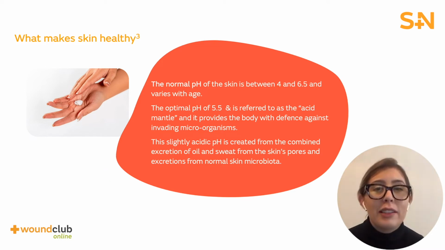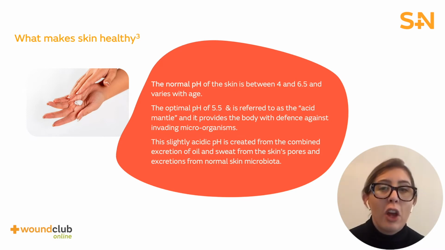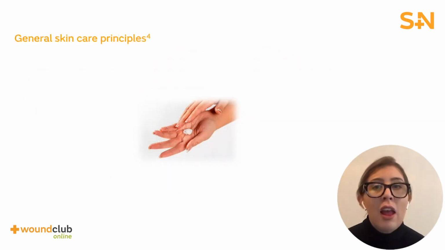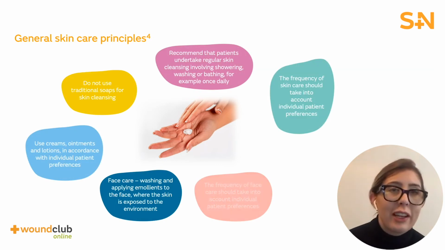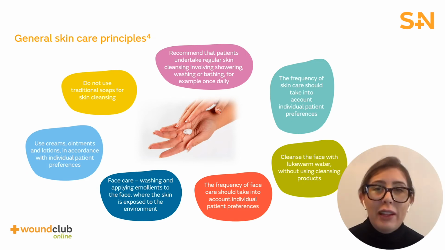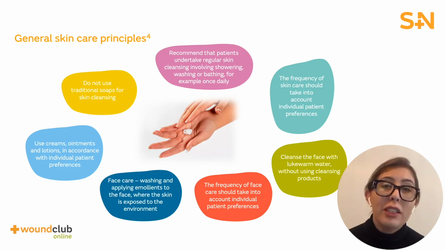If the acid mantle is disturbed and the pH is altered, which can be done due to excess excretion sitting on the skin, or even something simple like the body wash used, those defences are compromised and therefore so is the skin. Like I just mentioned, try not to use traditional soaps for skin cleansing. They can really affect the skin's pH. Try and use pH balanced foam cleansers and washes where possible to avoid any skin irritation, especially when it comes to vulnerable skin.